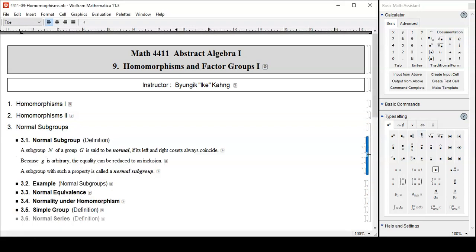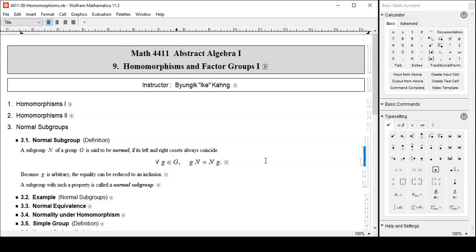Here's the definition. A subgroup N of group G is said to be normal if its left coset and right coset are always the same. In other words, for every element g of capital G, gN and Ng are the same. Now, if your starting group G is abelian, then this is always true. In other words, every subgroup of an abelian group is normal.